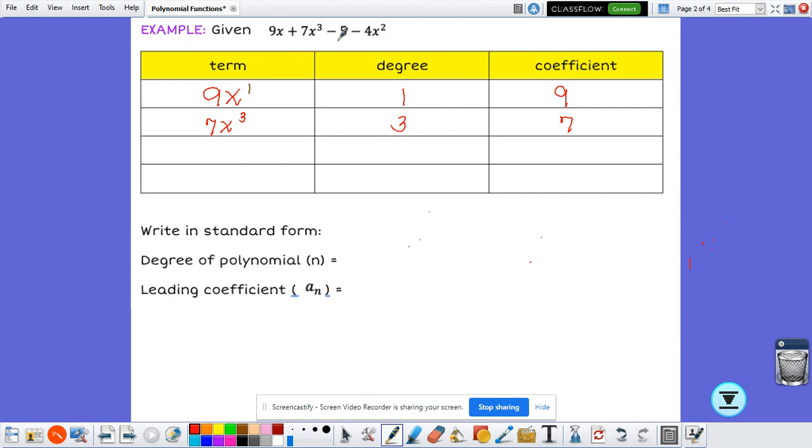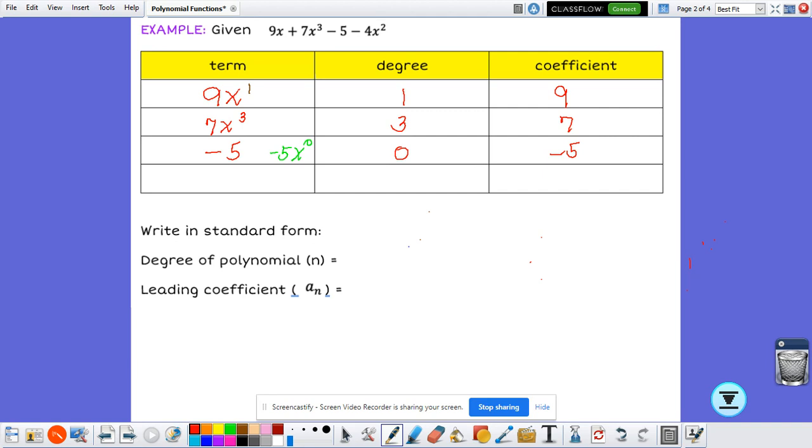Now, the third term is negative 5. So we'll have to include the sign. Now, negative 5 is basically the same as negative 5x raised to 0, because any number raised to 0 is equal to 1. So this would be negative 5 times 1 will give you negative 5. So therefore, the degree of this term is 0. And the coefficient would be negative 5.